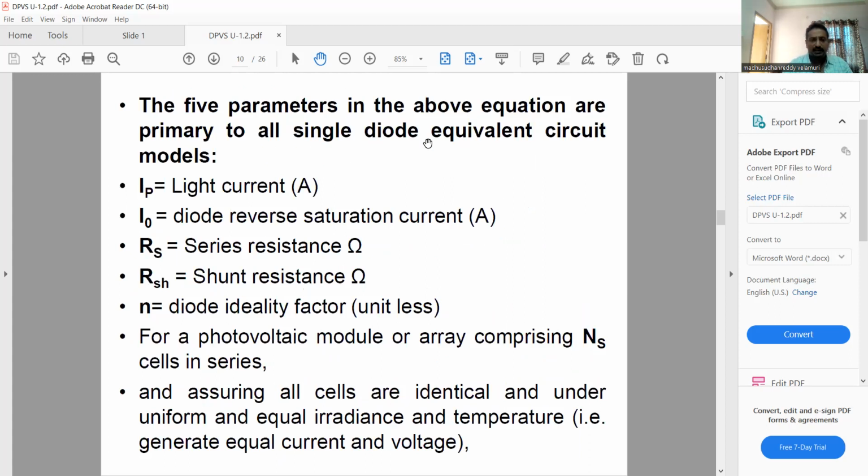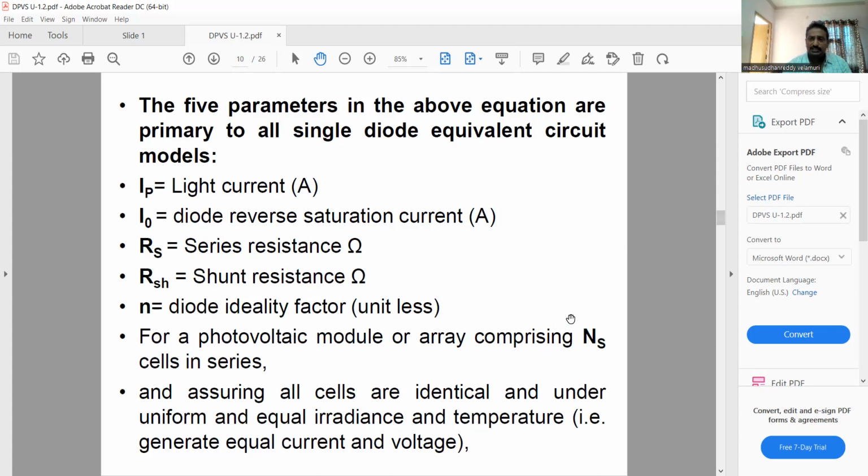There are five very important parameters. What are those? Light current, diode reverse saturation current, series resistance, shunt resistance, and diode ideality. So this is about a single cell. If you have more than a single cell, you are connecting a number of cells in series like an array, which is called the module or array comprising NSC cells. I already explained this in the earlier video.